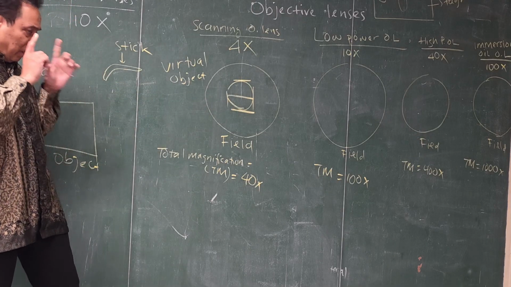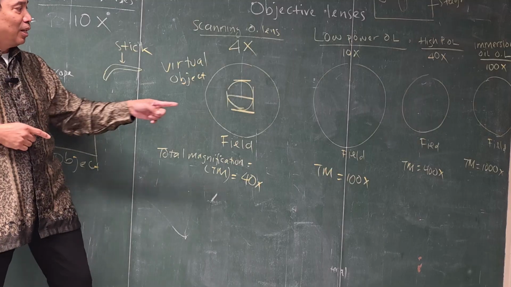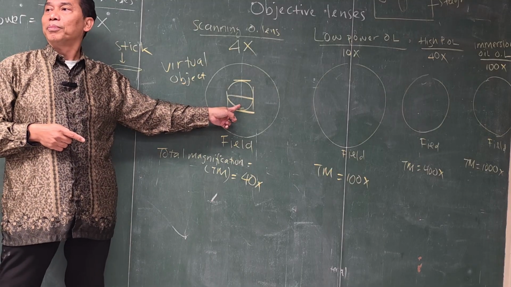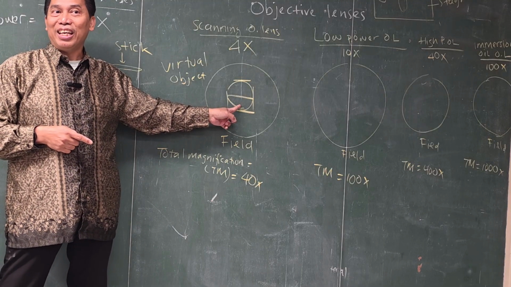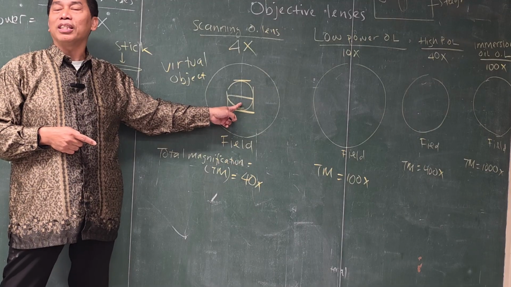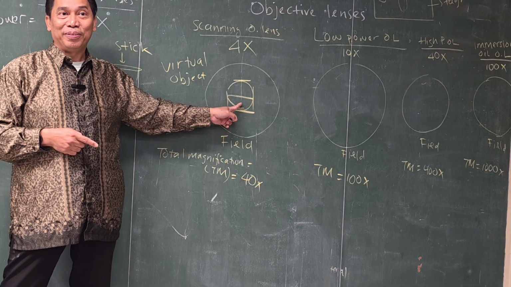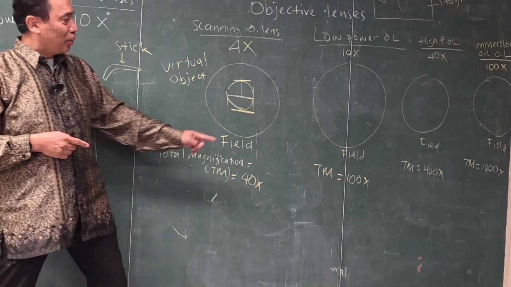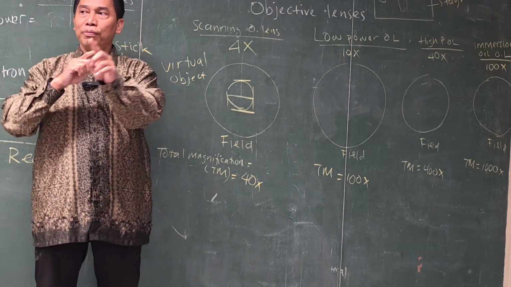Your real object is whatever you see. That's the real size. What is the size here now? 40, right? So the TM is 40. Now the letter E is 40 times bigger. Get it?